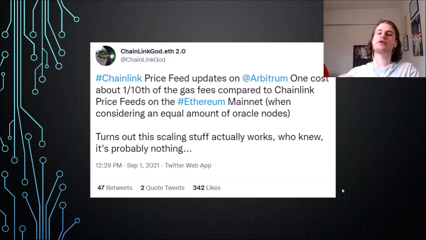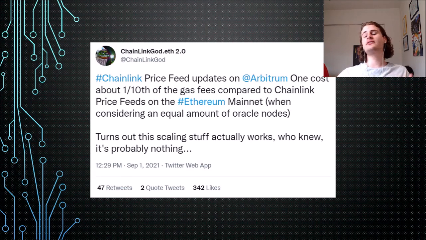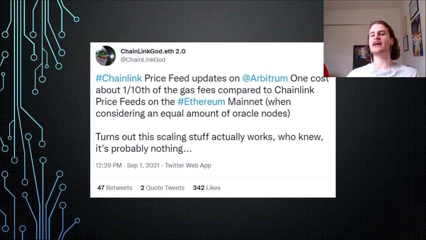I also do want to briefly talk about a little bit of a debate that's been going on right now. Some people have been saying that Chainlink is actually not related to Arbitrum that much. However, others have been saying that Chainlink is heavily correlated with Arbitrum. Now, this debate is actually quite difficult to answer, as it depends on a lot of on-chain statistics that will come out in the future.